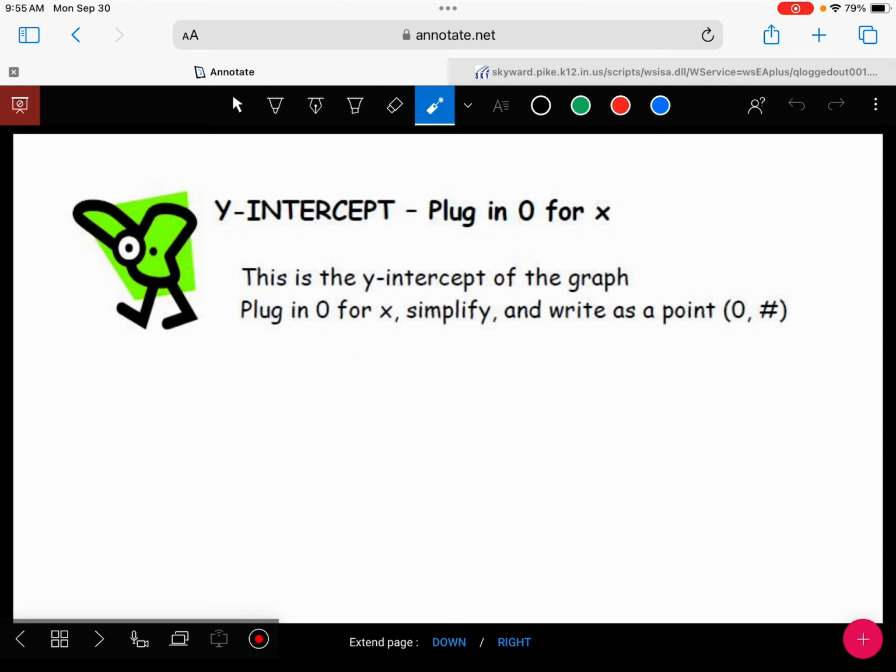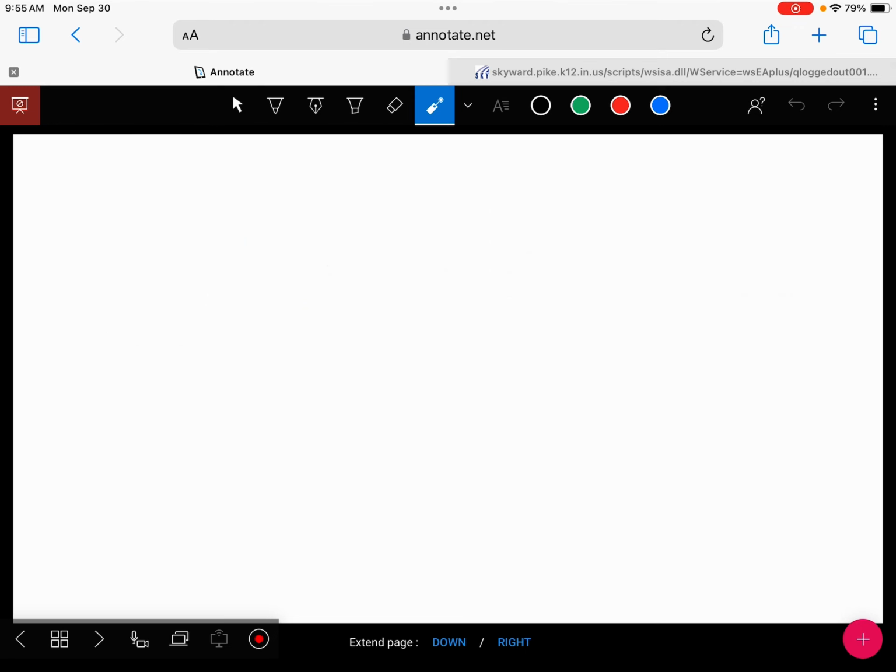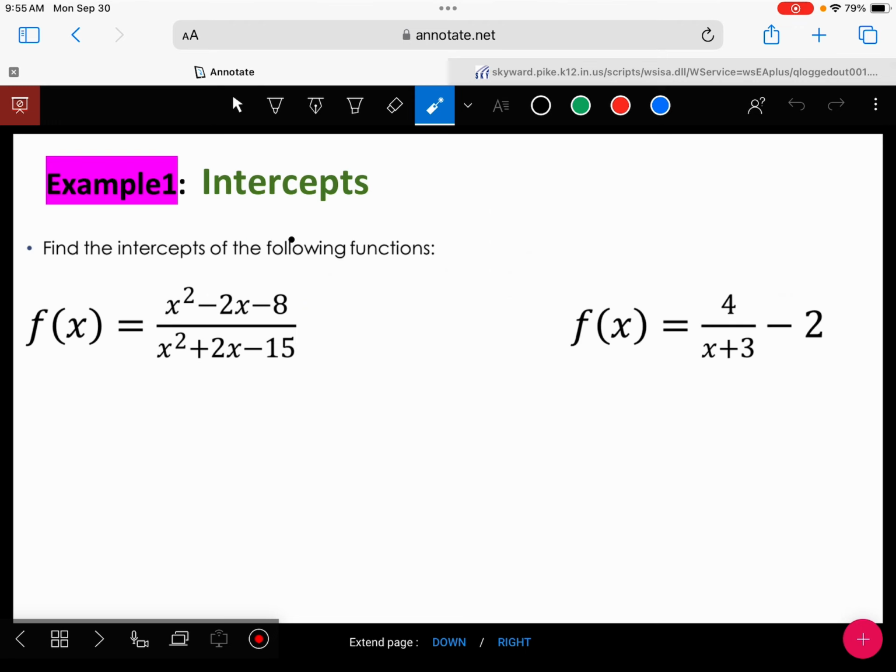For your y-intercept, we plug in a 0 for x, and we simplify that and write that as a point. So let's look at our first example here. We have f of x equals x squared minus 2x minus 8 divided by x squared plus 2x minus 15.